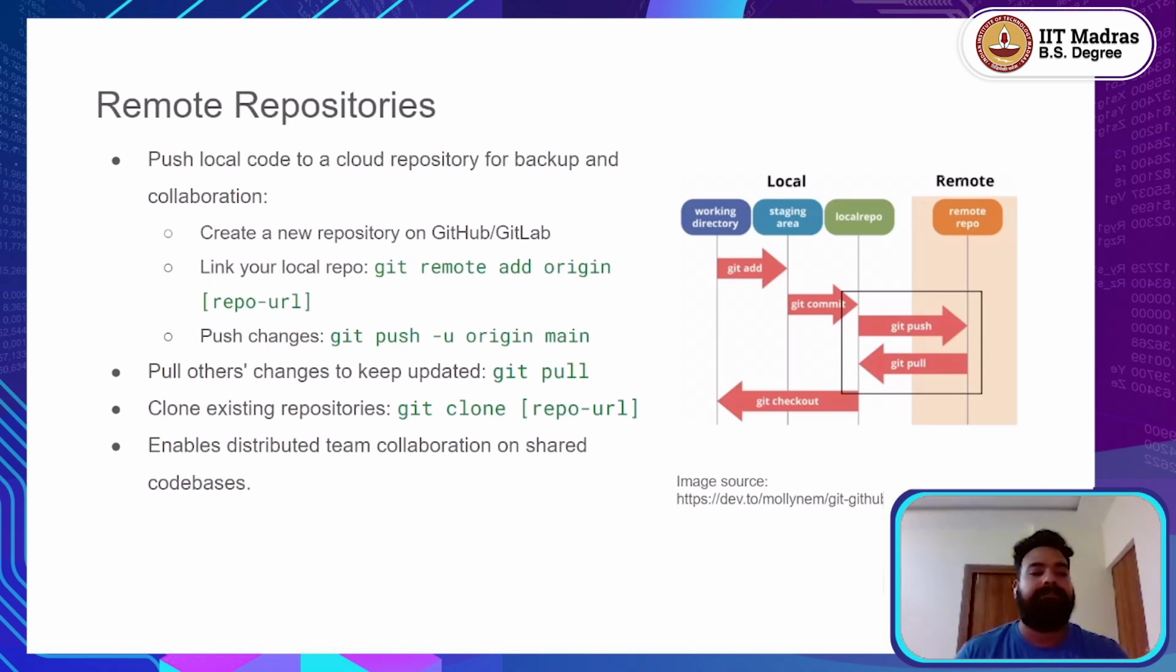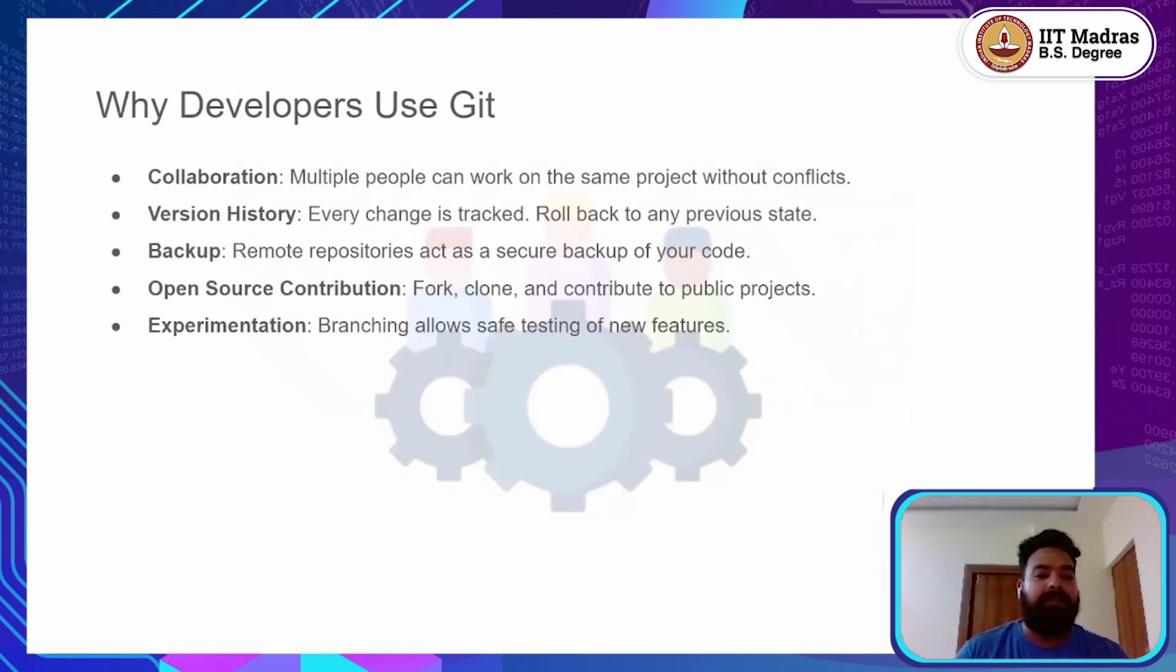Now let's reflect for a moment on why developers rely on Git so heavily. First and foremost, Git makes collaboration seamless. Multiple people can work on the same project simultaneously without stepping on each other's toes. Through features like branching, everyone can work on their own version of the project and later merge their changes. Secondly, Git maintains a detailed version history, recording every change that has been made. This gives you the ability to go back to any previous state if something breaks.